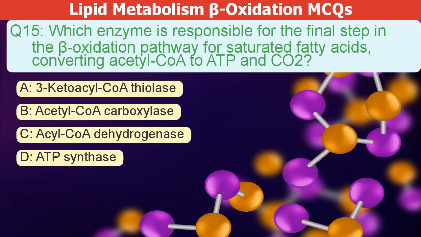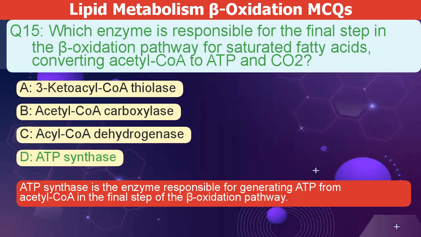Which enzyme completes the beta-oxidation pathway for saturated fatty acids, turning acetyl-CoA into ATP? A. 3-ketoacyl-CoA thiolase. B. Acetyl-CoA carboxylase. C. Acyl-CoA dehydrogenase. D. ATP synthase. The correct answer is D. ATP synthase is the enzyme responsible for generating ATP from acetyl-CoA in the final step of beta-oxidation.